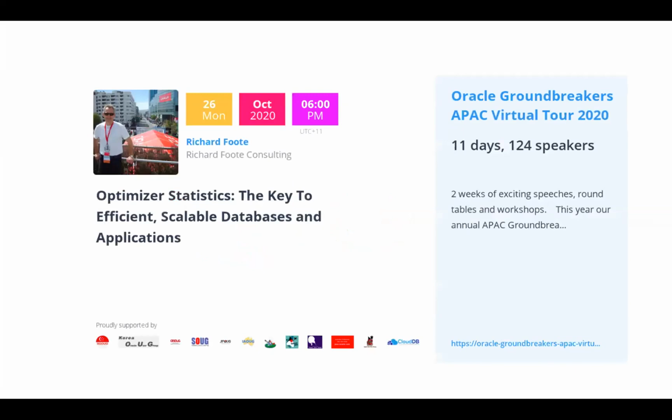Now for today's session, Optimizer Statistics, the Key to Efficient Scalable Databases and Applications by Richard Foote.